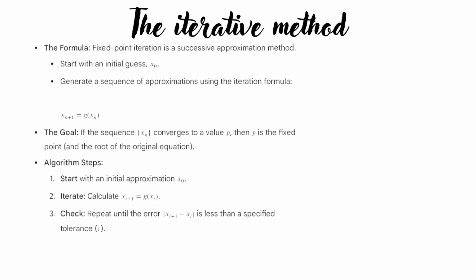What are some potential issues with fixed point iteration? Not every choice of g(x) will lead to a convergent sequence. So choosing a good g(x) is crucial for the success of this method. In summary, fixed point iteration is a powerful tool for approximating solutions to equations. It involves rewriting the equation in the form x equals g(x) and iteratively applying the function g until we reach the desired level of accuracy.